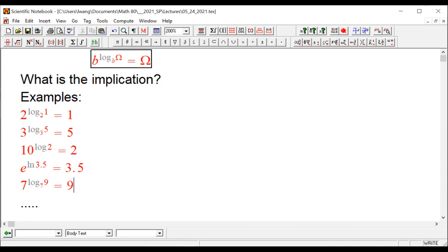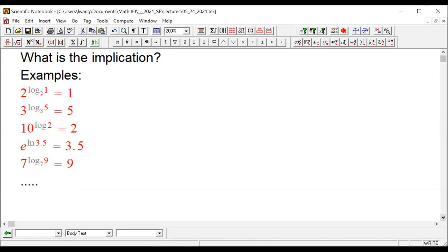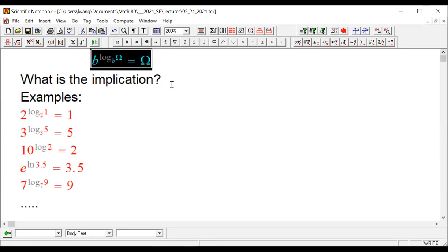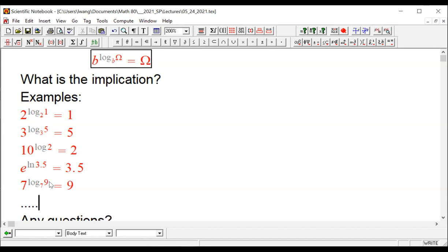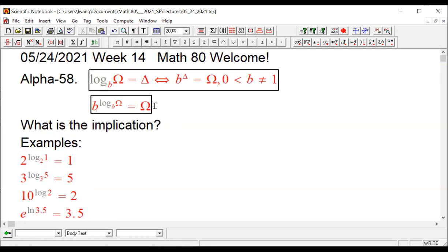And the entirety of alpha 58 is the application of this identity. The entirety of alpha 58 is the application of this property. Got it? Ready? Are we ready to play with it? Let's get ready to play. Okay, so that's the implication. So now we're going to play with it.